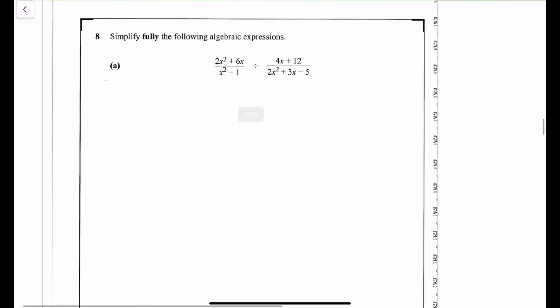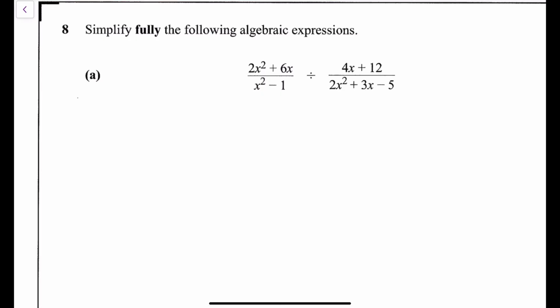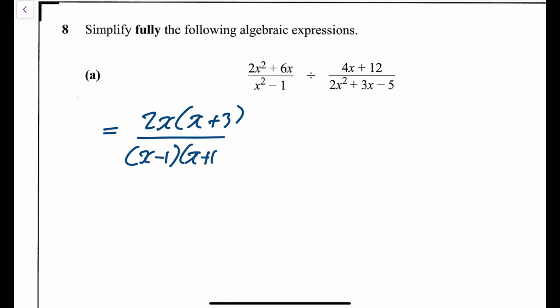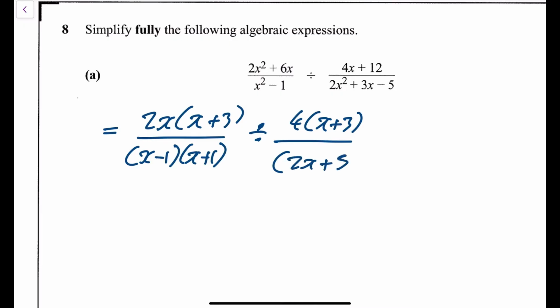Question 8, we've got simplify fully the following algebraic expressions. Okay, factorize everything. So top line, 2x comes out, leaving you x plus 3. Bottom line, and this is where people will forget this, difference of two squares, it's x minus 1 upon x plus 1, divided by 4 comes out, leaving you x plus 3. And this bottom line factorizes. I'm going to omit the working out, but this is a sum and product method. And that's what you're going to get when you do the sum and product method.